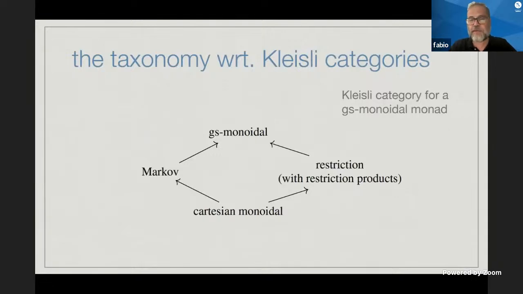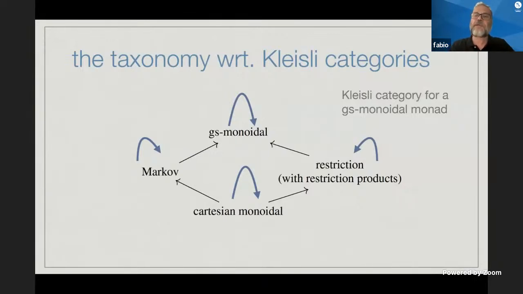If I have both, everybody stays in its own group. That's to say, if I consider a gs-monoidal monad on a Cartesian category, then the Kleisli category is Cartesian. In fact, it would be nice to call this kind of monad a Cartesian monad, but unfortunately the term is already booked, with a different notion. So, this is as far as the taxonomy for categories goes.